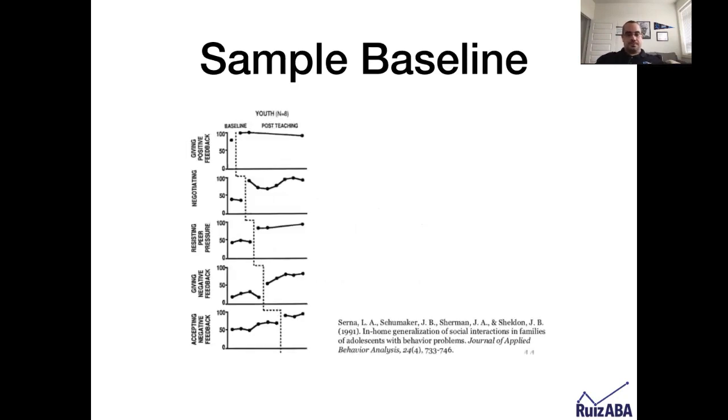Just a note. Here's another sample baseline, and this is from another design that we're going to talk about in a later video. If you notice, there are different interventions there: giving positive feedback, negotiating, resisting peer pressure, giving negative feedback, and then accepting negative feedback. This comes from Schumacher, Sherman, and Sheldon in 1991 out of the Journal of Applied Behavior Analysis. You'll notice that these baseline conditions are a bit more steady, right? There's not a lot of variability going on. Things are kind of the way they should be. And in this particular case, that's what you're looking for. Again, we'll review the multiple baseline in another video.